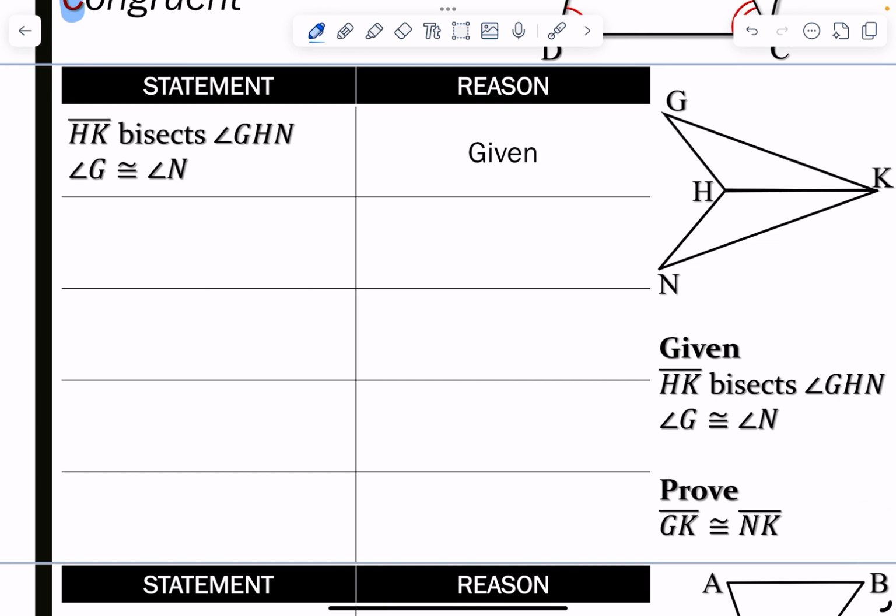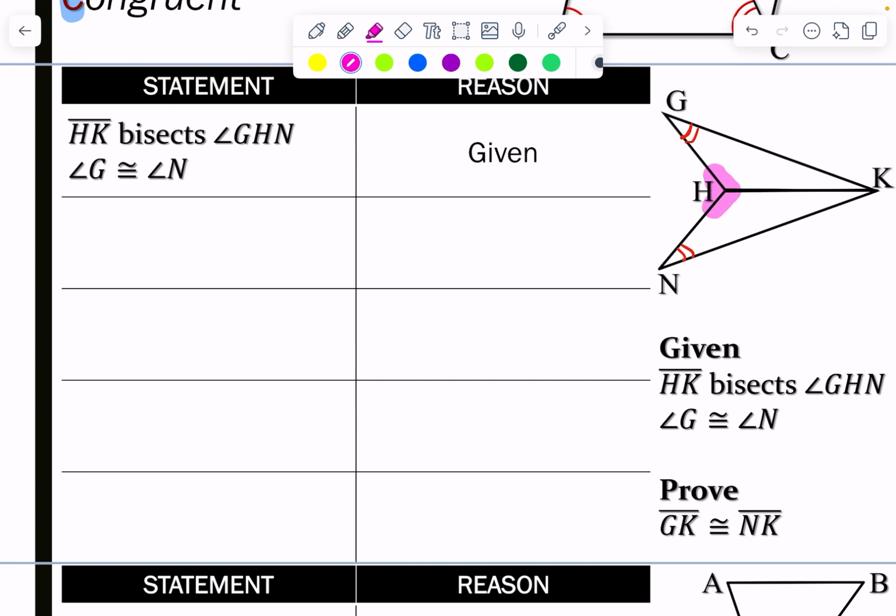Okay, so let's take a look at a proof with this then. What does this look like? Well, let's go through and mark up some things that we know. So what I'm going to use is red for things that are given. So here I know that G and N are congruent. I know that. It's given to me. I also know that HK bisects this angle right here. Okay? So since it bisects that, then what I know I can prove, I should be able to get to the point where I can prove those two are congruent.